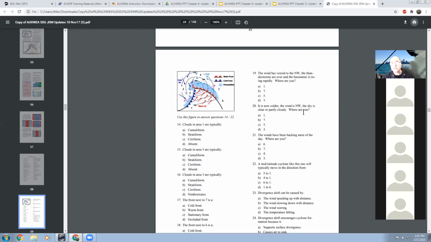The wind is northwesterly. The sky is clear or partly cloudy. Where are you on this map? D Delta, number 3. Correct. Good job, Kevin. Larry Lindbergh, number 21.